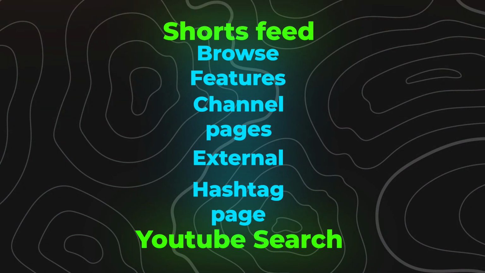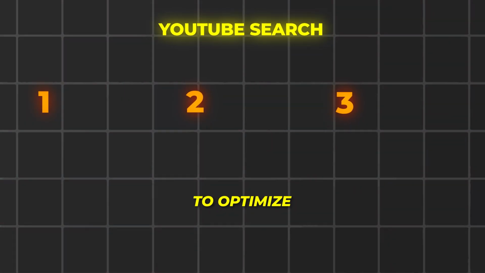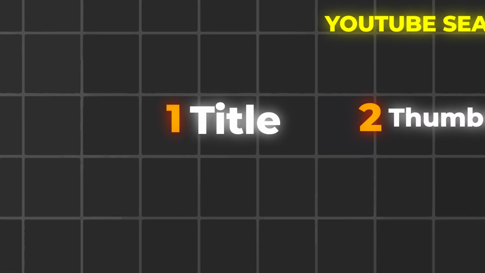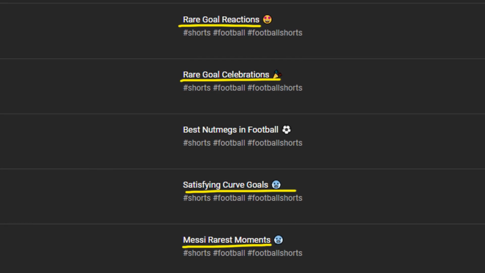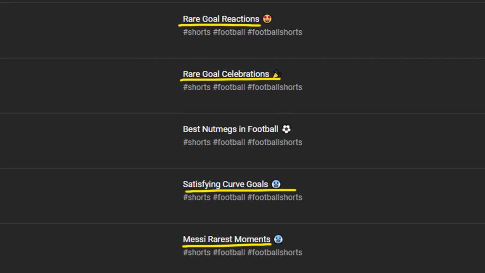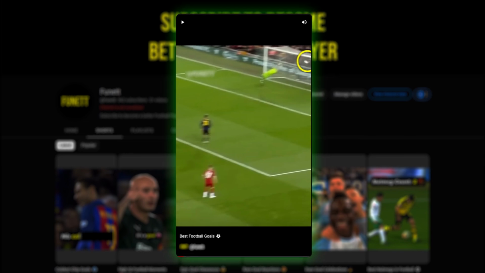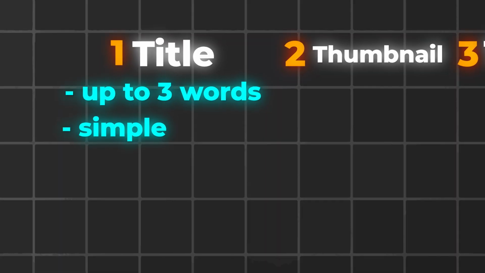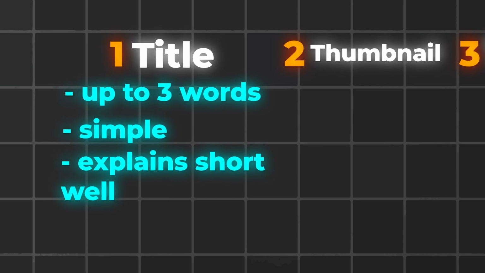Next is YouTube search. There are 3 things you need to optimize for YouTube search: title, thumbnail, and tags. Let's start from the title. I like to keep it up to 3 words just to make a simple explanation of the short. If my short is about best goals in football, my title will be best football goals. First, it is simple. Second, it explains the short well.